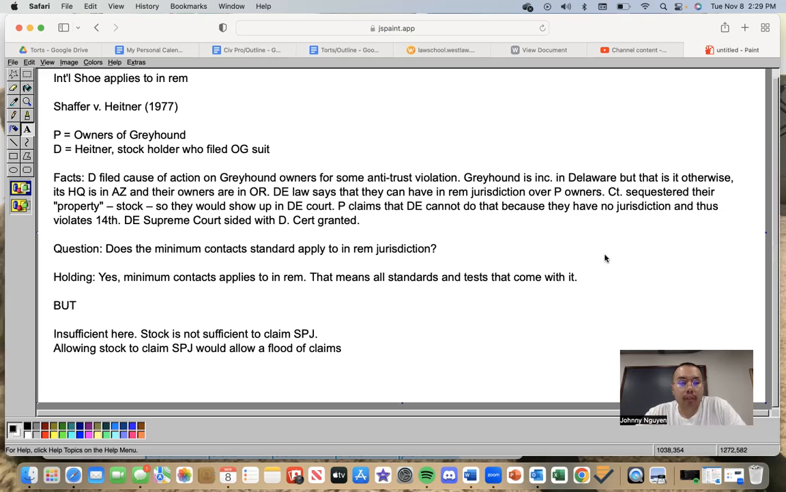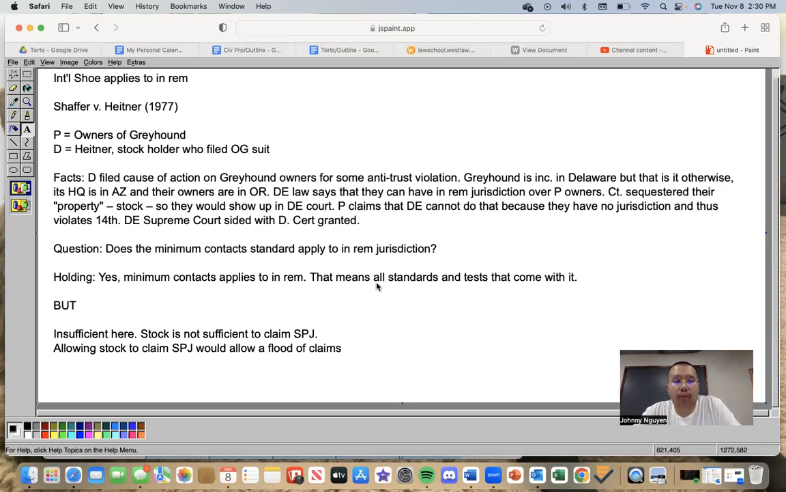So the holding here said that yes, when looking at in rem, you apply the International Shoe test as well. That also means that you apply all the other parts of the International Shoe test, so you'll be using things like purposeful availment. You'll be looking at factors like foreseeability, and so on and so on. But as far as the facts go in this case, it was insufficient to establish in rem SPJ because it was just a stock.